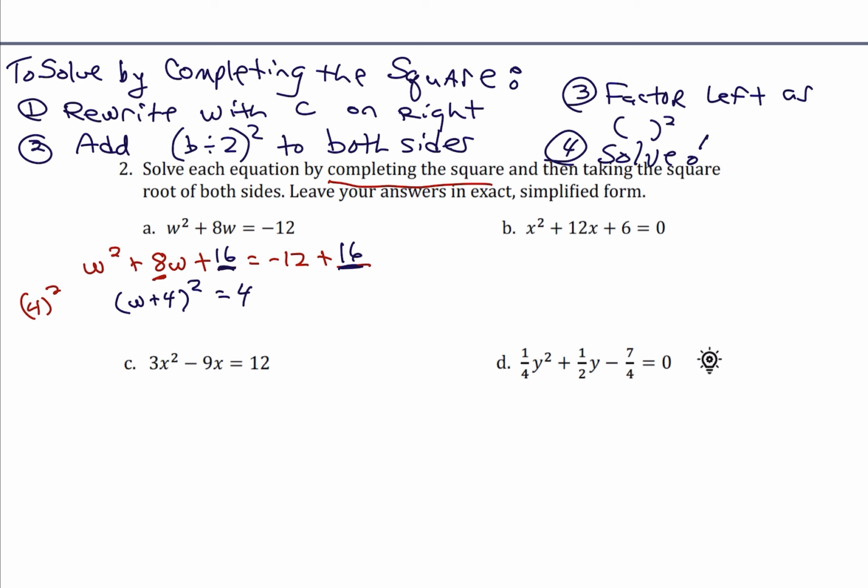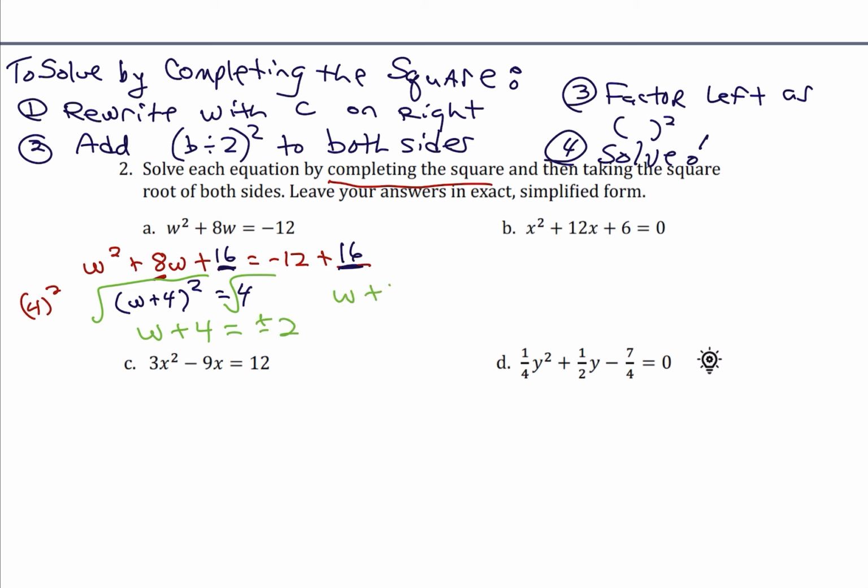So now we're going to take the square root of both sides. I'm going to change the color just so you can see where we're going with that. And we now have the square root of w plus 4 squared, which is just w plus 4. And don't forget your plus or minus equals plus or minus 2.